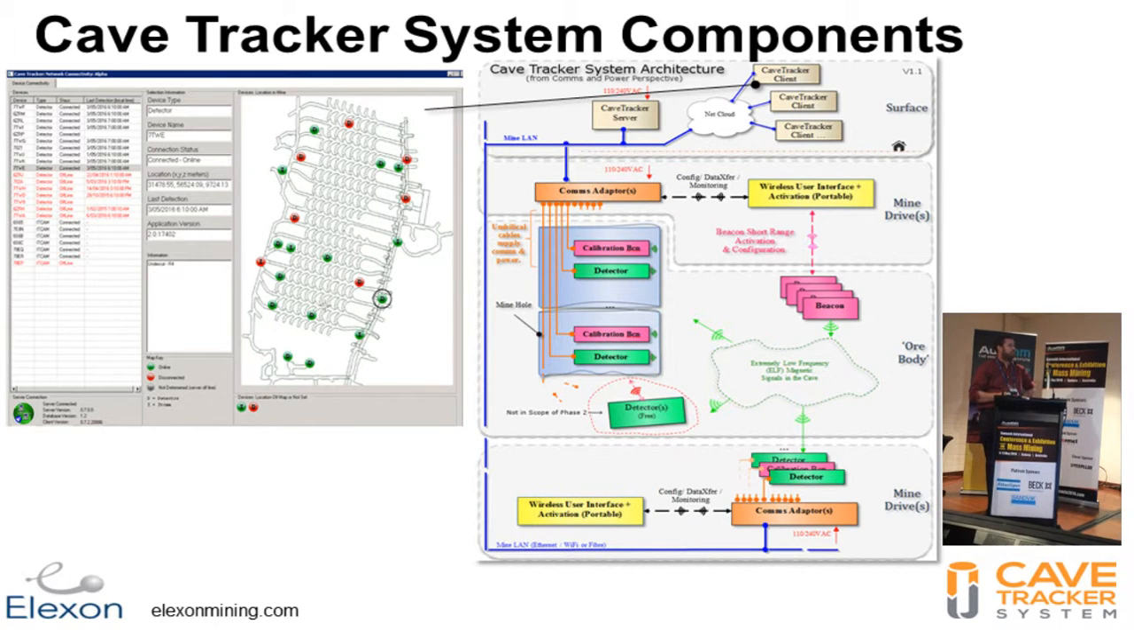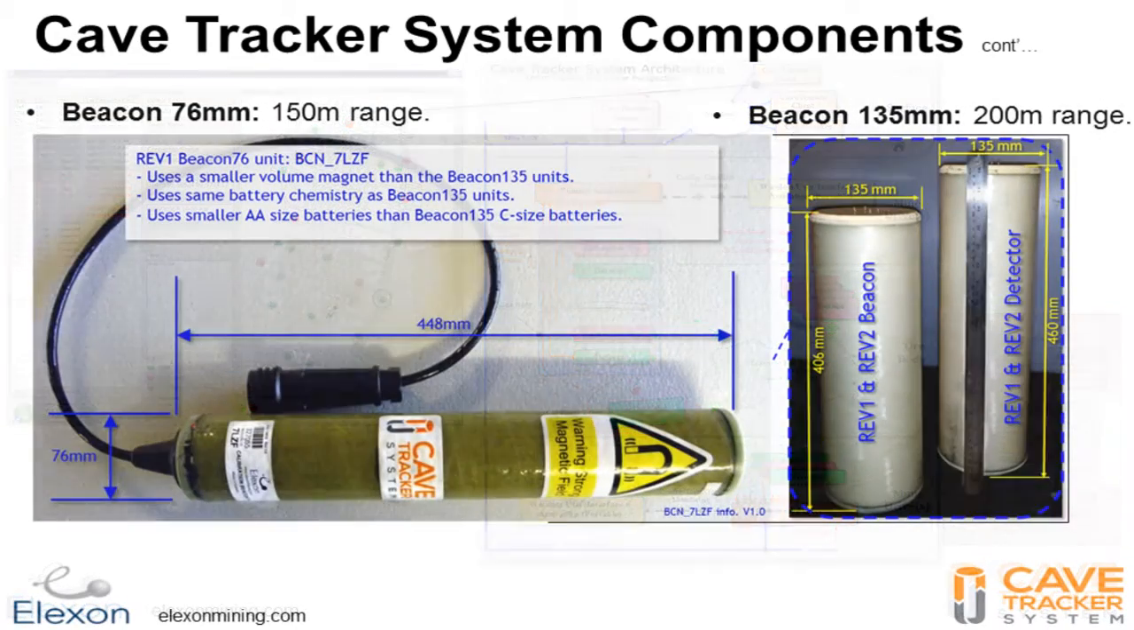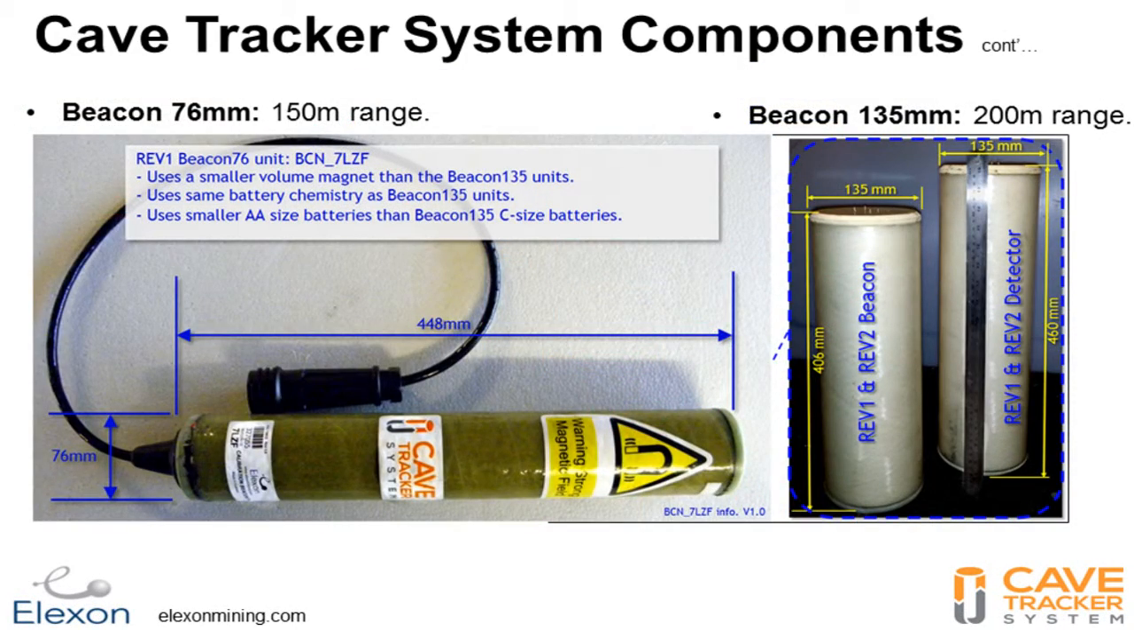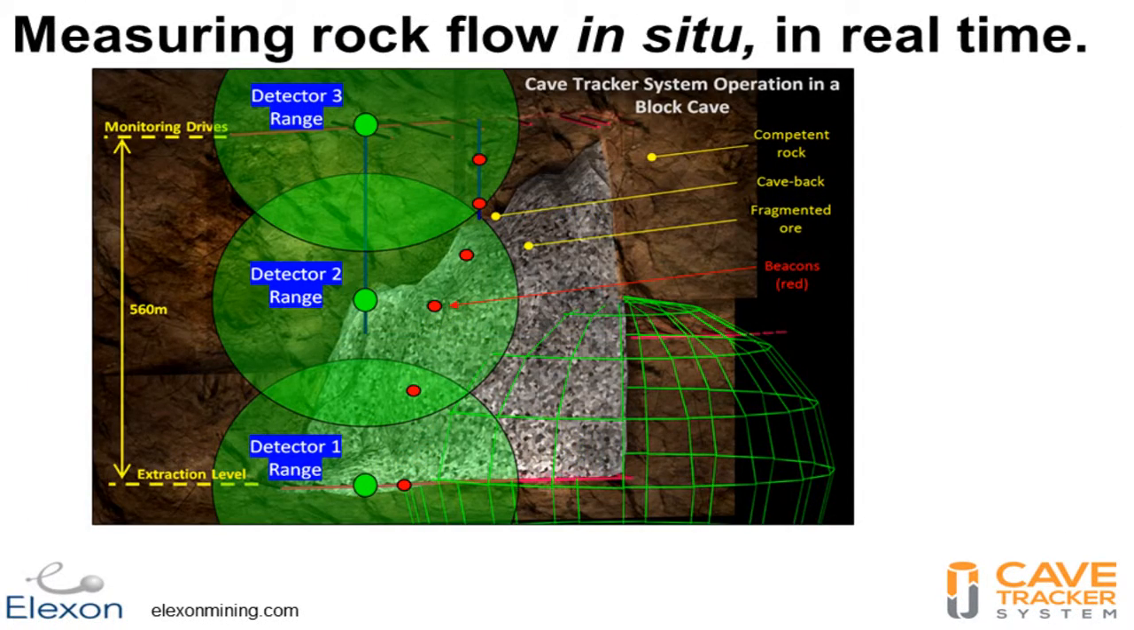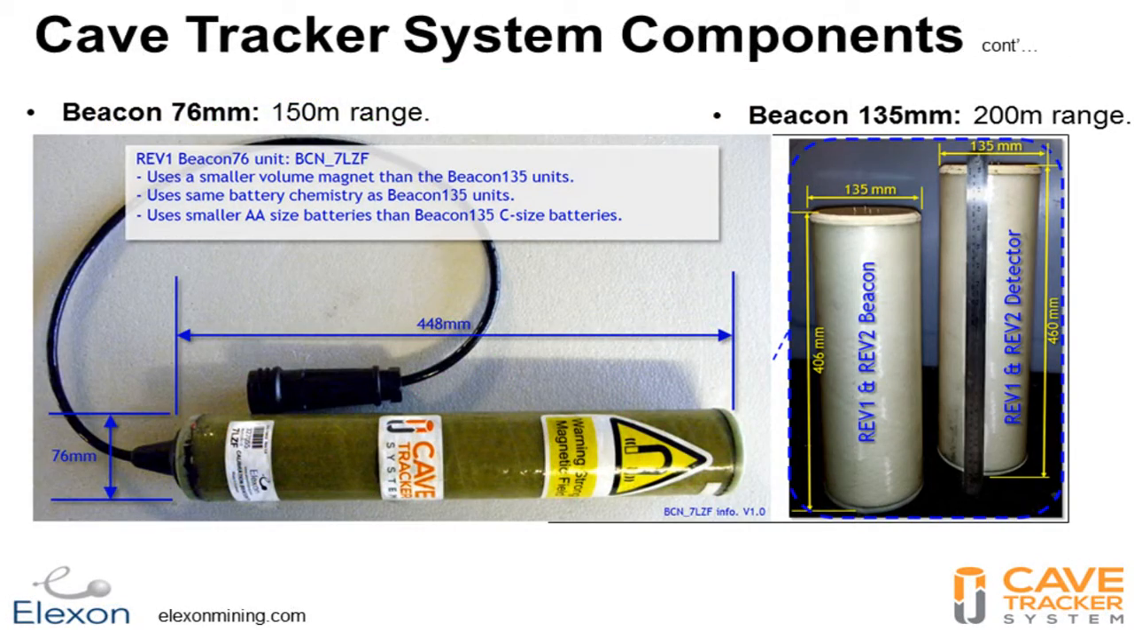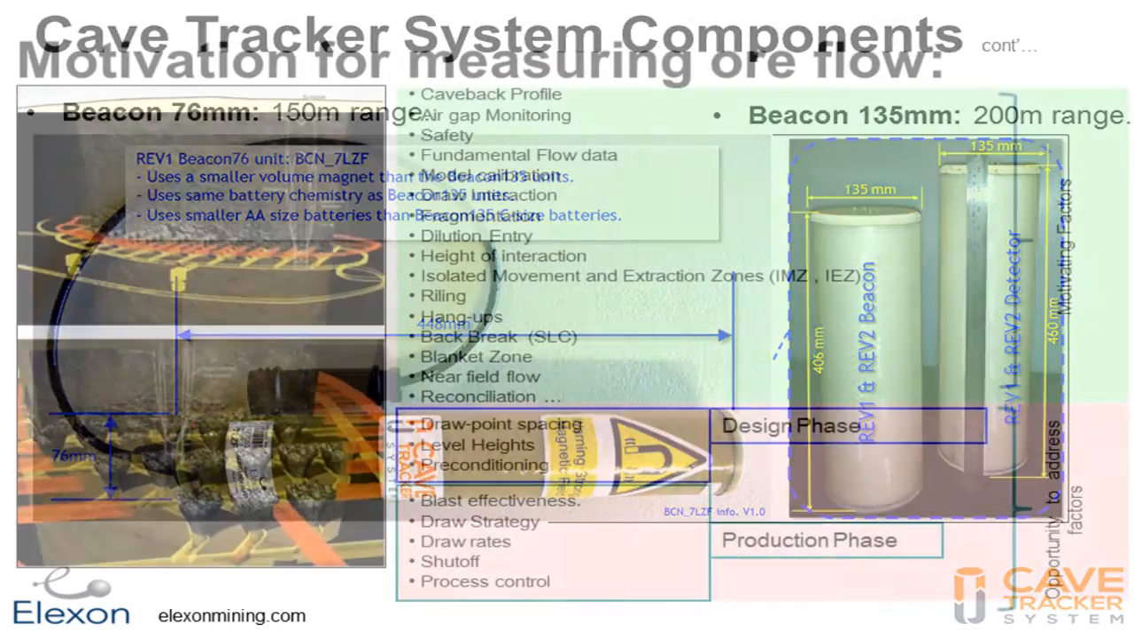The beacons come in two sizes, a 76 millimeter diameter beacon and a 135 millimeter diameter beacon. We can detect the 135 millimeter beacons approximately 200 meters away from the detectors. And by stacking detectors throughout the mine, you can follow the paths of beacons for more than 200 meters. The smaller 76 millimeter diameter beacons, we can detect approximately 150 meters away.